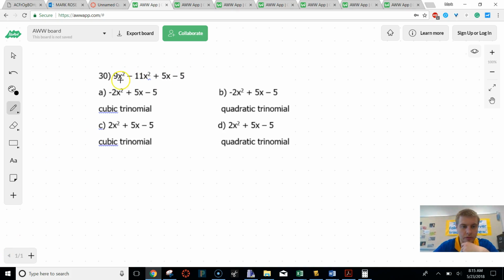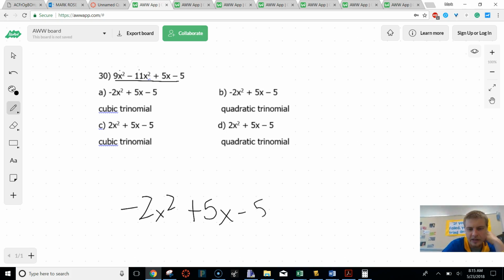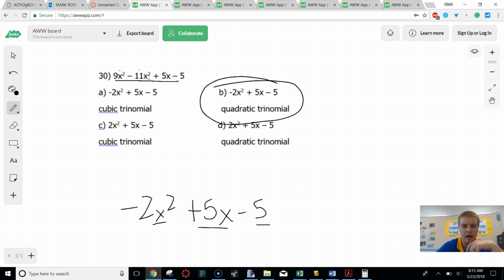Okay, so for this one, this isn't in standard form because I have multiple x squareds, so I could combine those. That would be negative 2x squared plus 5x minus 5. And so when I'm looking through my answers, I know that this is a quadratic because it's to the 2nd degree. And I know this is a trinomial since I have 3 terms. So we would get B because this one matches exactly. Let's try the next one.